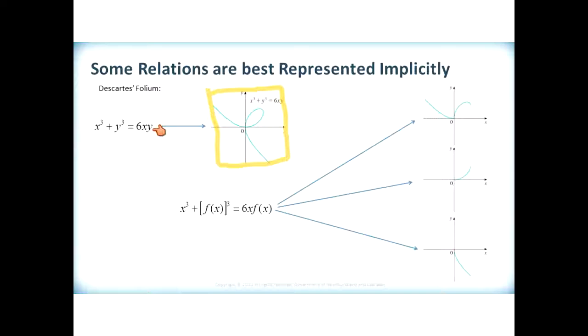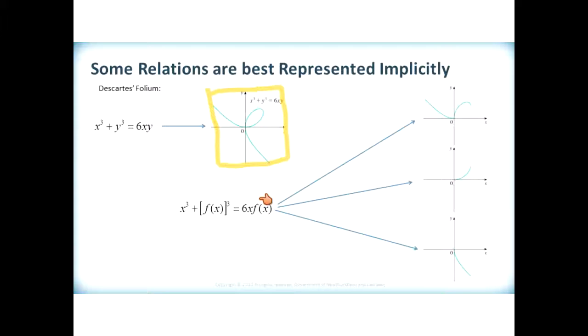So y is our dependent variable, and if I think of y as being a function of x, I can just rewrite my equation this way. So I've got f of x all cubed here, and 6x times f of x instead of times y. So basically the three different functions that I would have to use to represent these three graphs over here would have to be functions that satisfy this particular equation. That's one of my favorite topics in math, functional equations, and that's what this actually deals with.